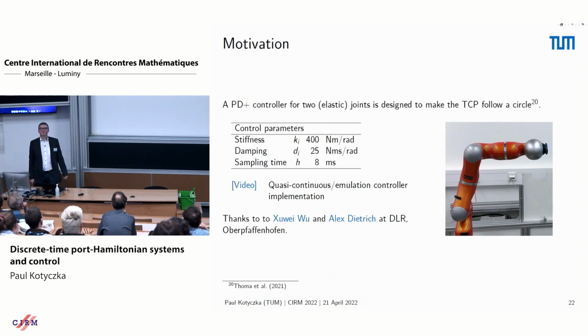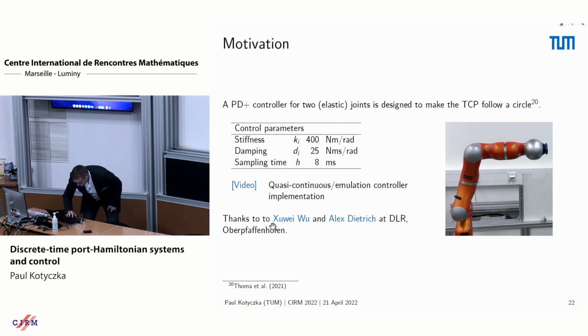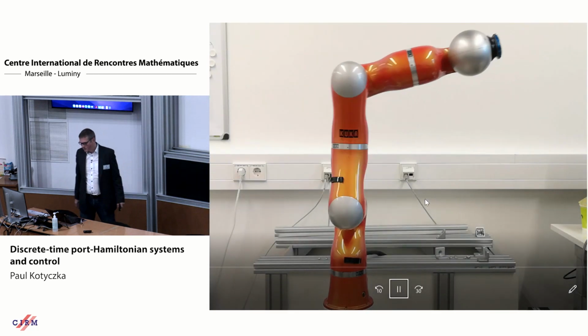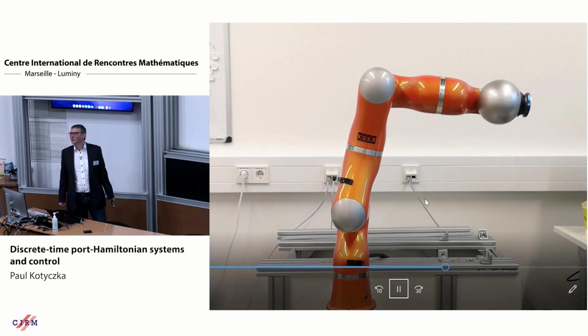Okay, but finally we have to do something with control. The motivation: here we have such a two-link robot, which we have seen frequently, and we do something bad with it. We use an arbitrary PD plus controller here, and we want the tool center point to draw a circle. But we impose by control a very high control stiffness, and we use a very long sampling time. So what the poor robot does, I don't know if you hear the sound, I make the sound: taka taka taka taka taka. Not what it should do.